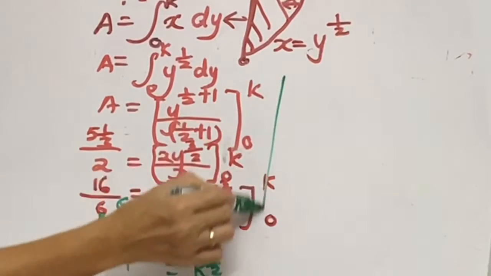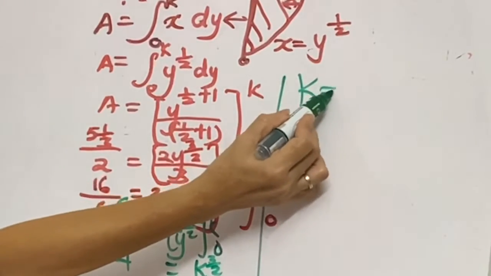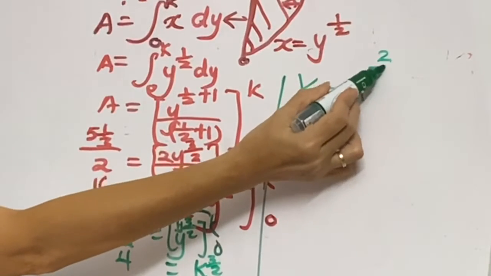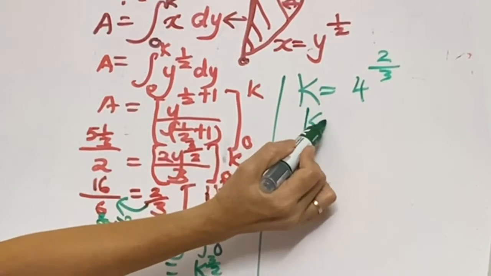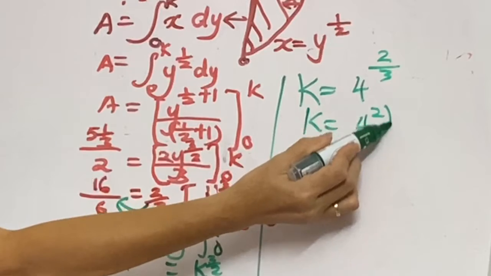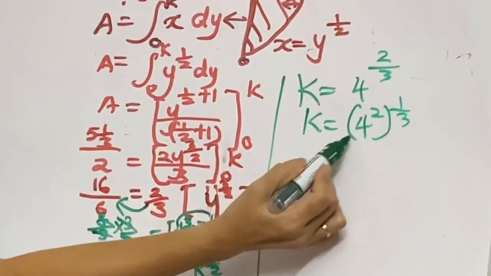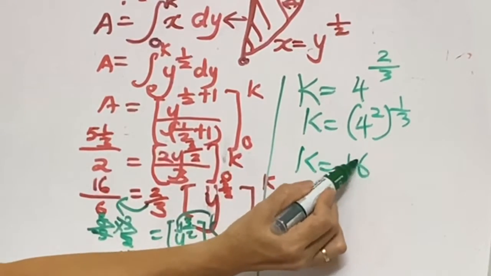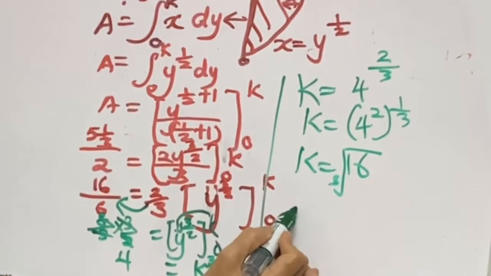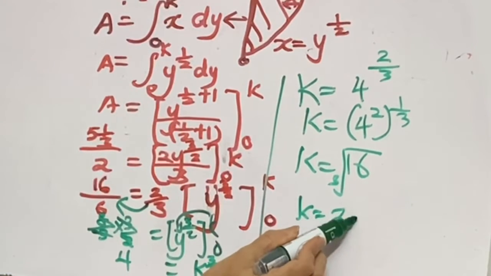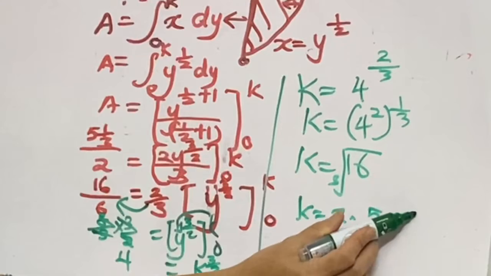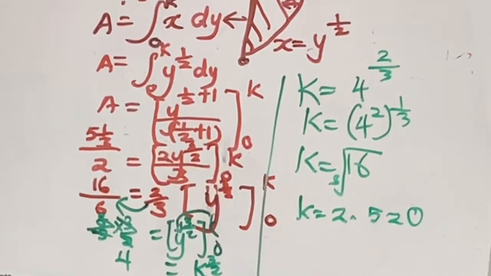to the power 3/2. If I simplify further, k is equal to 4 to the power 2/3. So k is the cube root of 4 squared, right? So you can write k is the cube root of 16, or k is 2.520 if you press a calculator, 2.520 in 4 significant figures.